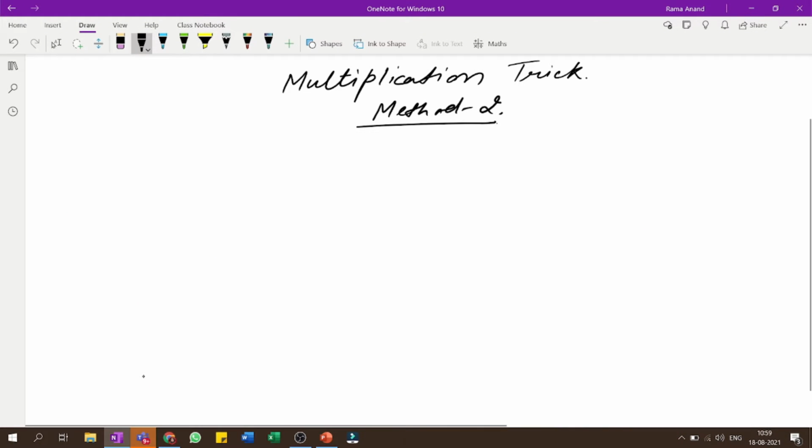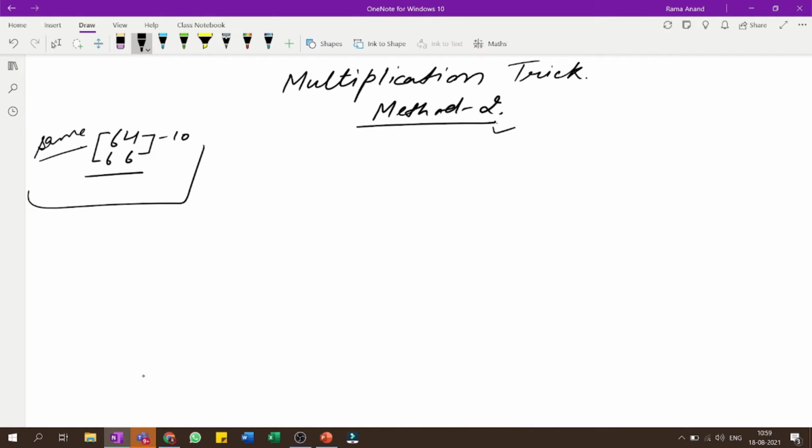So today we will do multiplication of two-digit numbers with another method, method 2. In the first method, we did the multiplication of two-digit numbers where the sum of the unit digits is 10 and the digits at the tens place are the same. So this is my method 1. Today we will do method 2.